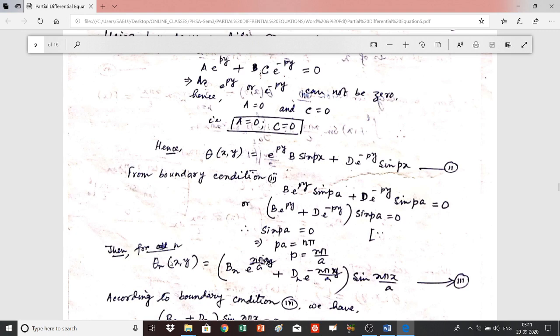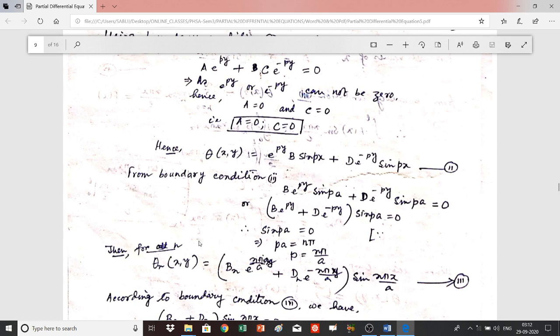So phi xy from here is b n e to the power, just write the value of p, n pi. So in this expression, n pi.